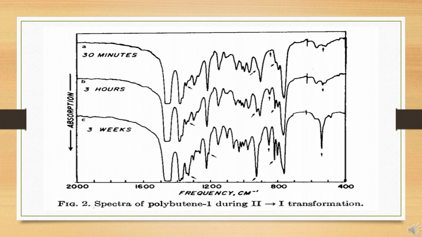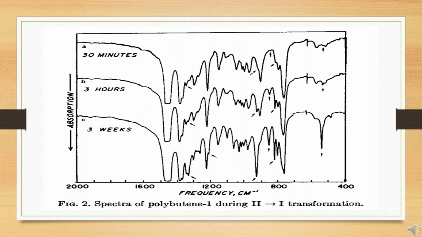This figure shows the changes that occur during the 2 to 1 transformation. 2A shows the spectrum of polybutene-1 30 minutes after molding the film. This is essentially the spectrum of modification 2. The arrows indicate where the major spectral changes occur. For 2B, it is 3 hours later, and an extensive 2 to 1 transformation has occurred. For 2C, it is 3 weeks later, and the 2 to 1 transformation is virtually complete, and it is also the spectrum of stable modification 1.